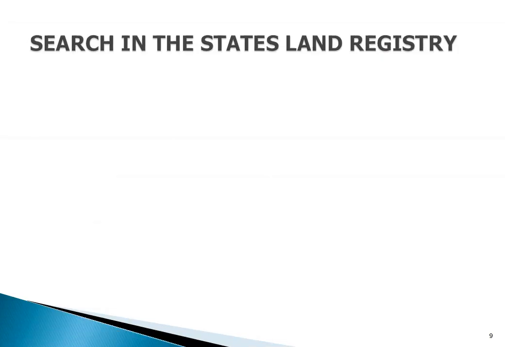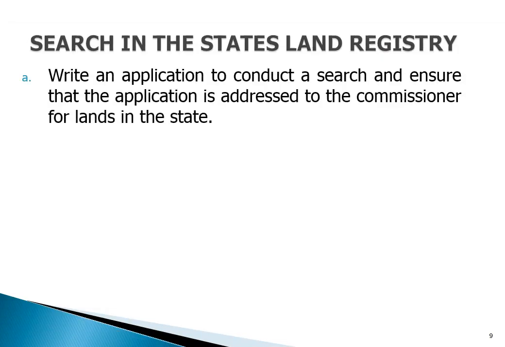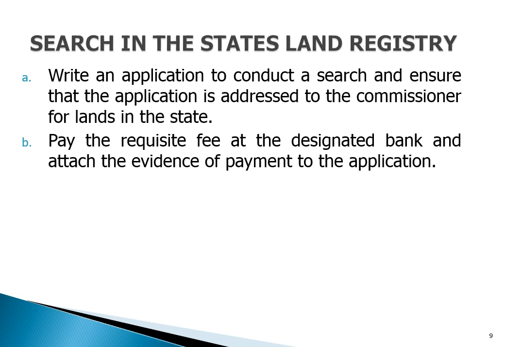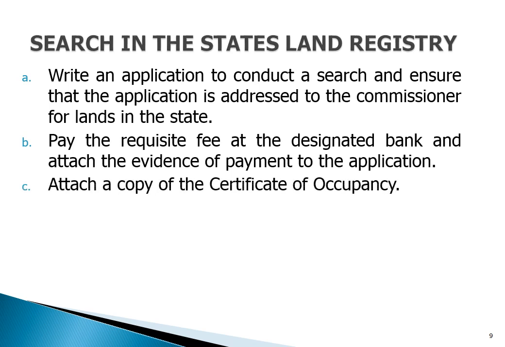Search in the state's land registry. A. Write an application to conduct a search and ensure that the application is addressed to the Commissioner for Lands in the state. B. Pay the requisite fee at the designated bank and attach the evidence of payment to the application. C. Attach a copy of the certificate of occupancy.